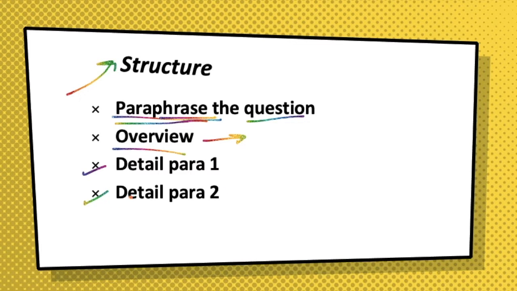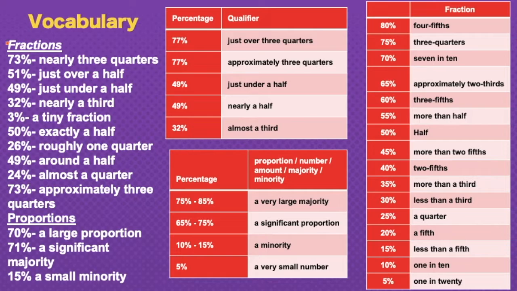Okay, so now we are going to take a look at what kind of words, what vocabulary should we use for writing pie chart reports. If you see these percentages, so for 73% you can say nearly 3/4, 51% just over a half, 49% just under a half, 32% nearly a third. So because 33% would make it 1/3. So we will call it nearly a third, right?